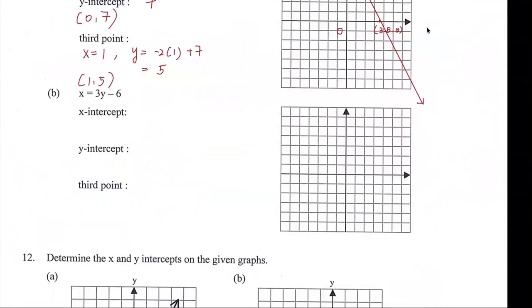Part B, you need to be careful, okay? Because part B, it's x is equal to 3y minus 6. So this is a little bit tricky. The reason why I said this is tricky is if you are not careful enough, you might think this is y is equal to 3x minus 6, but it's not. It's x is equal to 3y minus 6. So be careful with the calculation.